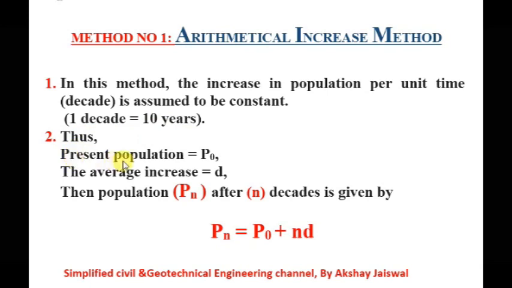Present population is denoted by P0. Next is average increase, denoted by letter small d, and population after n decades is denoted by Pn. Using arithmetical increase method, population after n decades is given by the formula Pn = P0 + n × d.